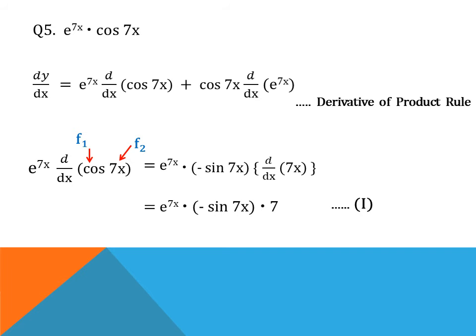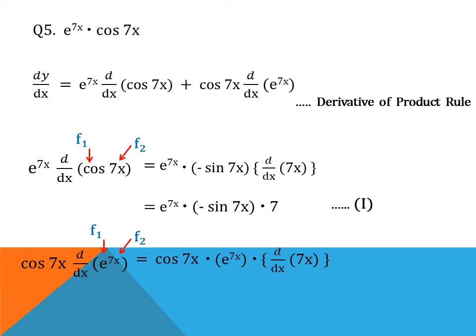Similarly, let's solve the other term. So here f1 is e raised to 7x and f2 is 7x. So again cos 7x will be as it is, multiplied by the derivative of f1, which would remain the same because it is an exponential function and the derivative of such a function remains the same, into the derivative of 7x. So our equation 2 becomes cos 7x into e raised to 7x into 7.